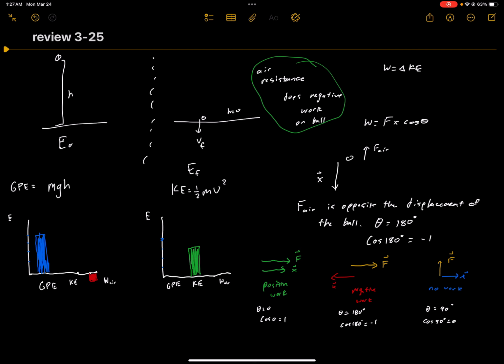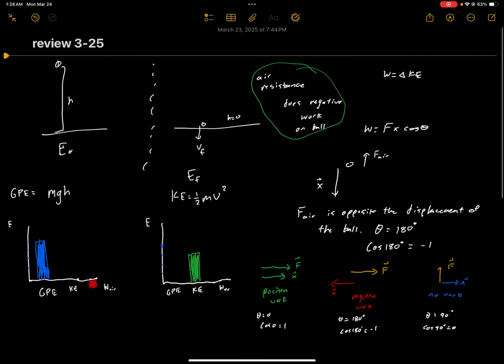Now, there's two ways to think about why it's negative, right? I know it seems like common sense, but it's important to understand the underlying physics. So there's two ways you can look at it. One is just by looking at the definition of what work is, right? So the work done on an object is Fx cosine theta. But another way is by looking at the work energy theorem, right? So here I write out the work energy theorem, W equals delta KE, right? So change in kinetic energy of the ball, that's going to be the work done by the air resistance.